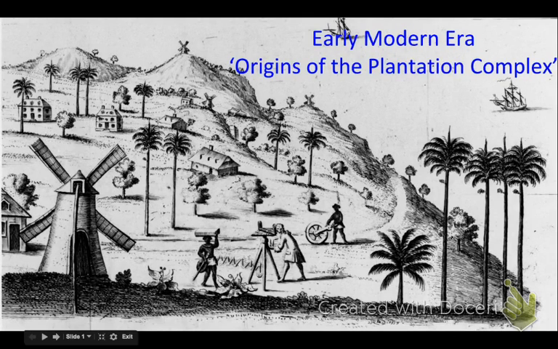Okay, so today we are going to be learning about the origins of the plantation complex in the early modern era. We are going to go through this by understanding the movement of sugar and sugar production and also the needs of labor, particularly from West Africa. So with that, let it begin.